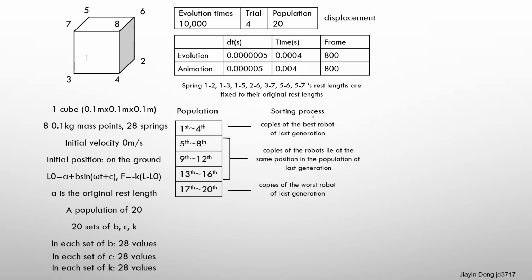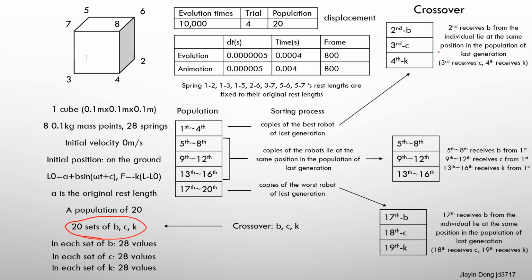There is a sorting process before the crossover happens. The crossover happens only on this layer of data. The crossover is not just exchanging genes with each other, but also receiving genes from the last generation.